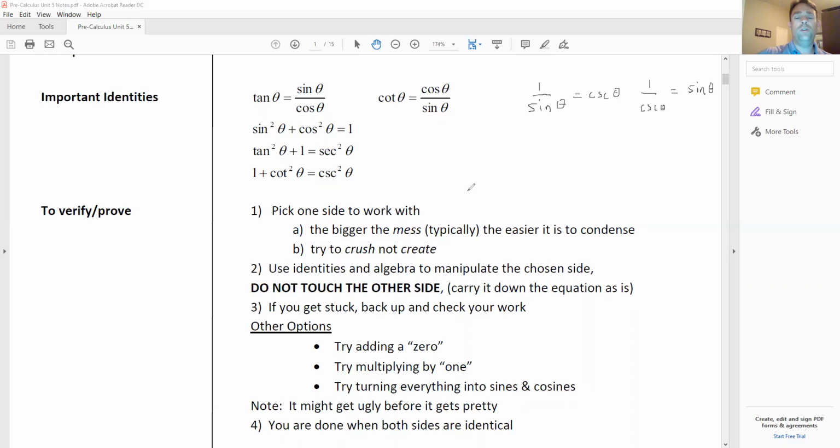So what we're going to do is be proving some different trig identities. Now, we got a bunch of little things here as we go through, working on proving these identities.